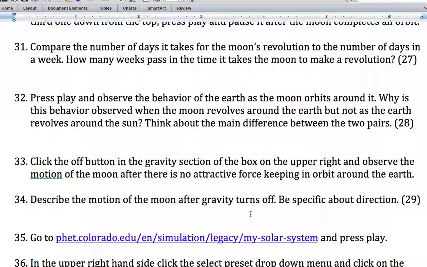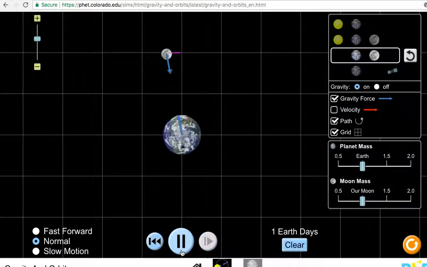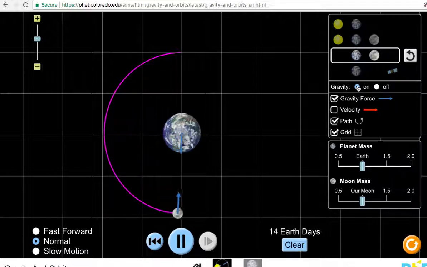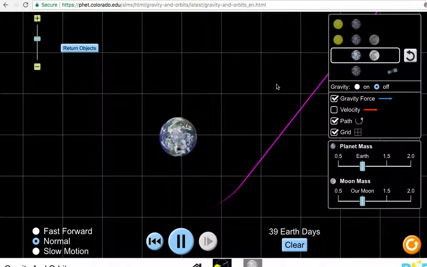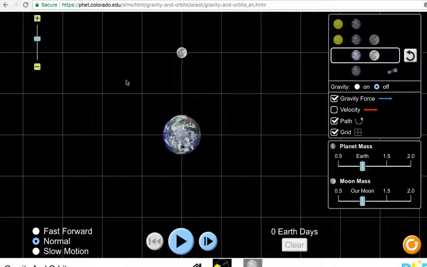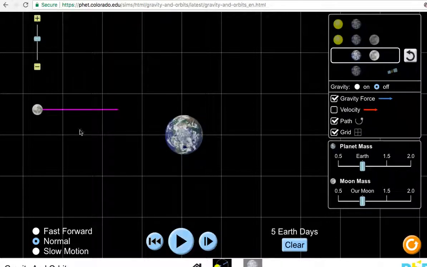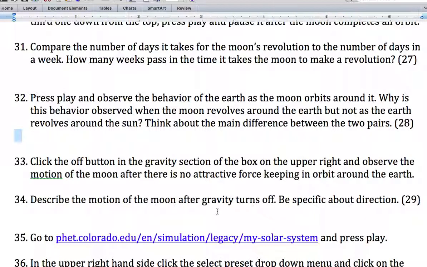So, describe the motion of the Moon after gravity turns off. Be specific about the direction. I think the main thing that you want to say is, if gravity isn't on, objects are going to move in a straight line unless an outside force exerts an attraction on them. If I keep gravity off, no matter where I put this Moon, it's just going to move in a straight line unless I jam it into the Earth. So, I would say here, not necessarily the Moon, but just unless gravity is accelerating objects, they move in straight lines.